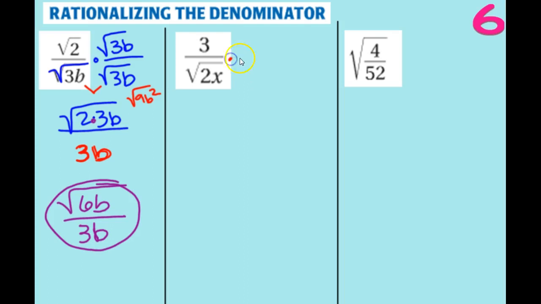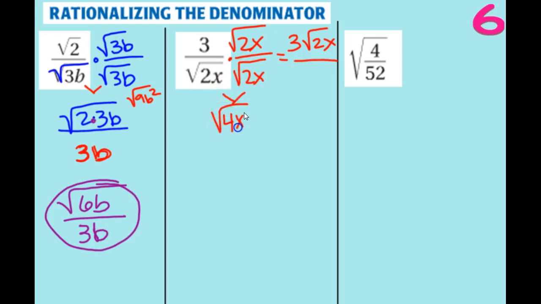Alright, next, same thing. We have the square root of 2x, so we're going to multiply by 1. Square root of 2x over square root of 2x. So that leaves us 3 square root of 2x. Notice the 3 is not under a square root, so it goes out front. And then square root of 2x times square root of 2x, this would really be the square root of 4x squared. But we know the square root of 4 is 2, and the square root of x squared is x, because the square root and a square there would cancel out. So again, if you have the same thing under the square root and it's multiplied, it's just whatever's under there without the square root. So this is our answer.